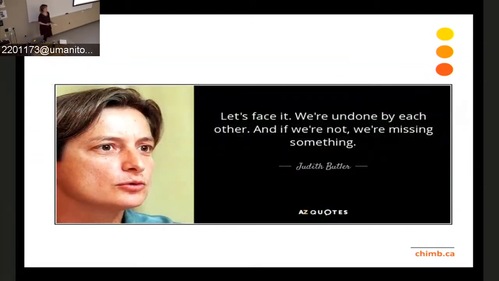So first of all, anyone who's seen me talk before knows that I love this quote. It's a quote by one of my favorite theorists. She's a post-structuralist queer theorist by the name of Judith Butler. And typically, actually, the language she uses is not as accessible, but this is a very straightforward point. She says, let's face it, we're undone by each other, and if we're not, we're missing something.